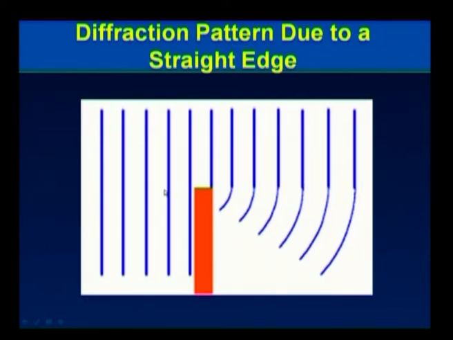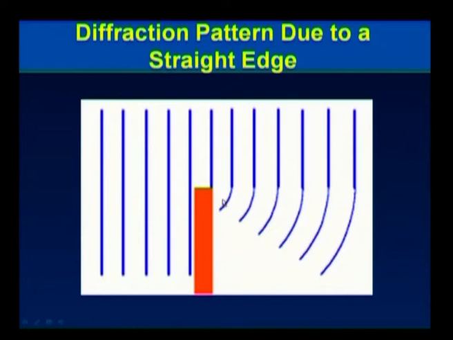Now, what really happens is that light has wave-like characteristics. So, what is diffraction? Diffraction is nothing but the bending of the light beam. As shown in the diagram, the light beam bends. You see the bending, right? The bending of the light beam.